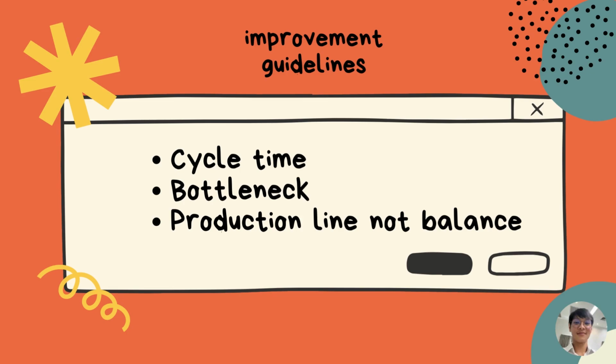Improvement guidelines are second time, bottleneck, and production line not balanced. Second time is repeating the process, making the start and the end the same point. A bottleneck is a point in the process that slows the work process. The last one, production line not balanced, is when the work time in each station is not equal, which makes the slow station have too much overload of work.